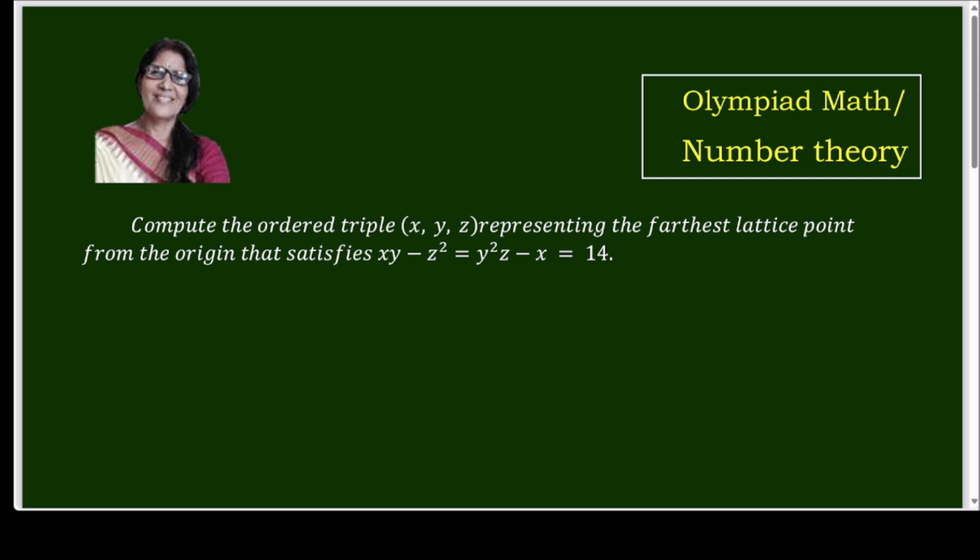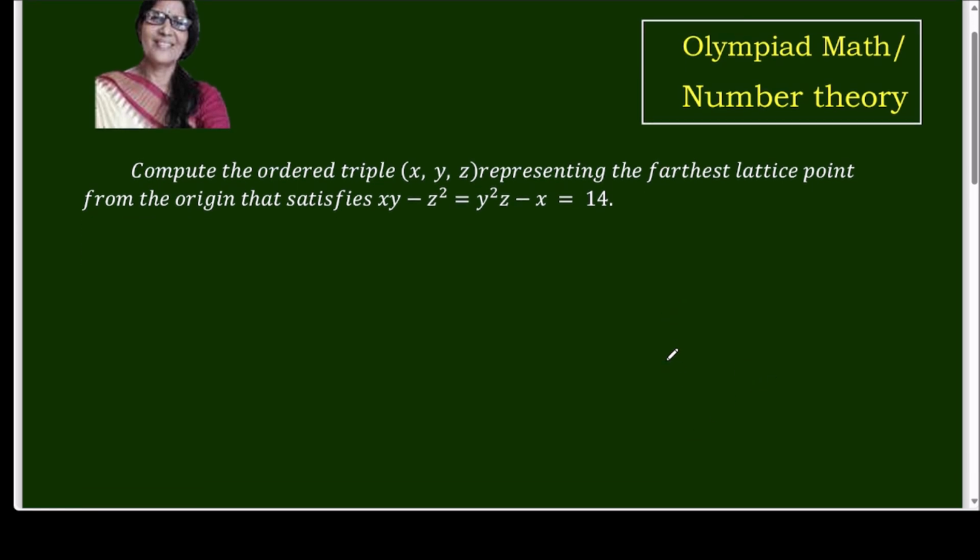Today I have taken a question from the USA Mathematics Olympiad based on number theory. The question is: compute the ordered triple (x, y, z) representing the farthest lattice point from the origin that satisfies xy - z^2 = y^2 z - x = 14. That means we have to find the point which is at a maximum distance from the origin.